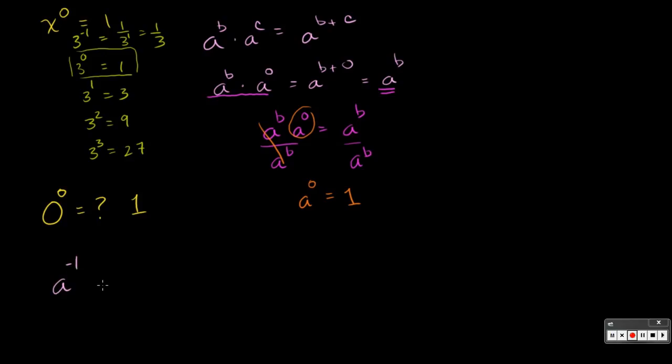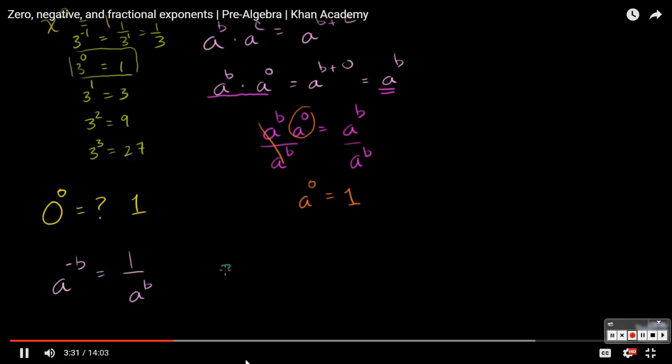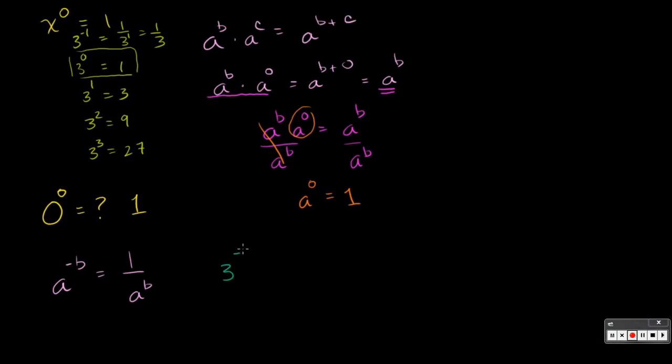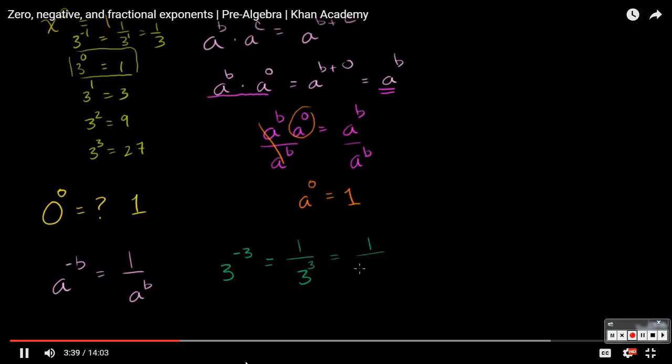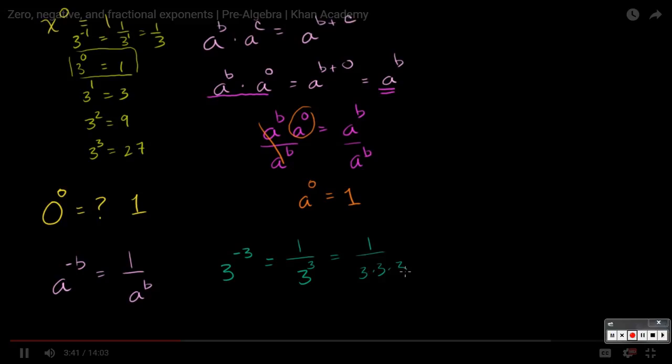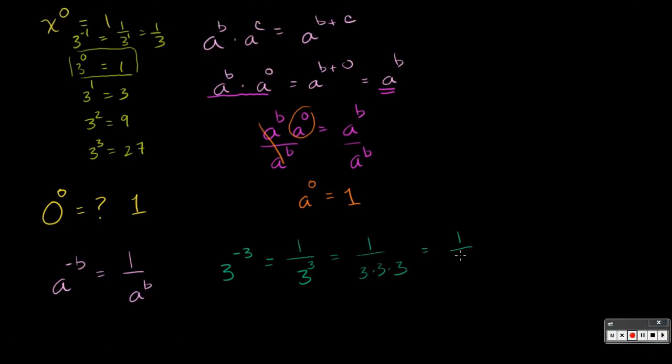A to the negative 1 power, or maybe I should say a to the negative b power, is equal to 1 over a to the b power. So just to do that with a couple of concrete examples, 3 to the negative 3 power is equal to 1 over 3 to the third power, which is equal to 1 over 3 times 3 times 3, which is equal to 1 over 27.